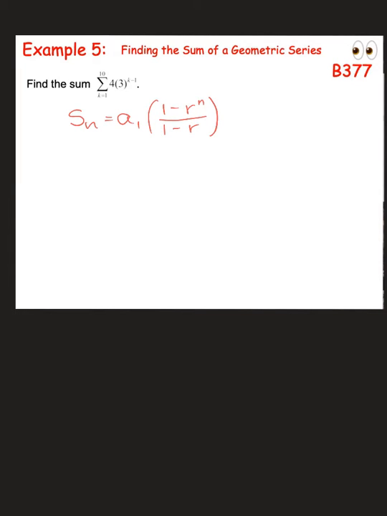So let's list all the pieces of information that we need. a sub 1, or the first term in our case, has a value of 4. The common ratio has a value of 3, and n is going to be 10 because we want to add up the first 10 terms. So let's substitute the values into the sum formula. The sum of the first 10 terms is going to be 4 times 1 minus 3 to the 10th power divided by 1 minus 3.